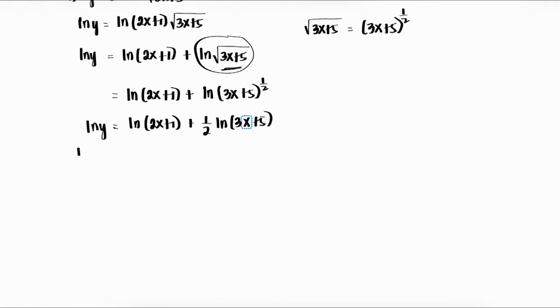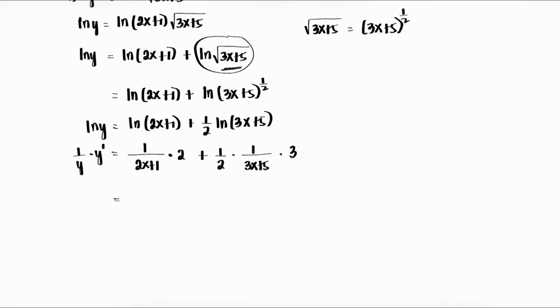So differentiating, the derivative of ln y is 1 over u, so 1 over y, times du dx, or this is y prime, equals, that's 1 divided by 2x plus 1, multiplied by the derivative, that's 2, and then copy 1/2 right here, times 1 over 3x plus 5, multiplied by the derivative of 3x plus 5, which is 3.